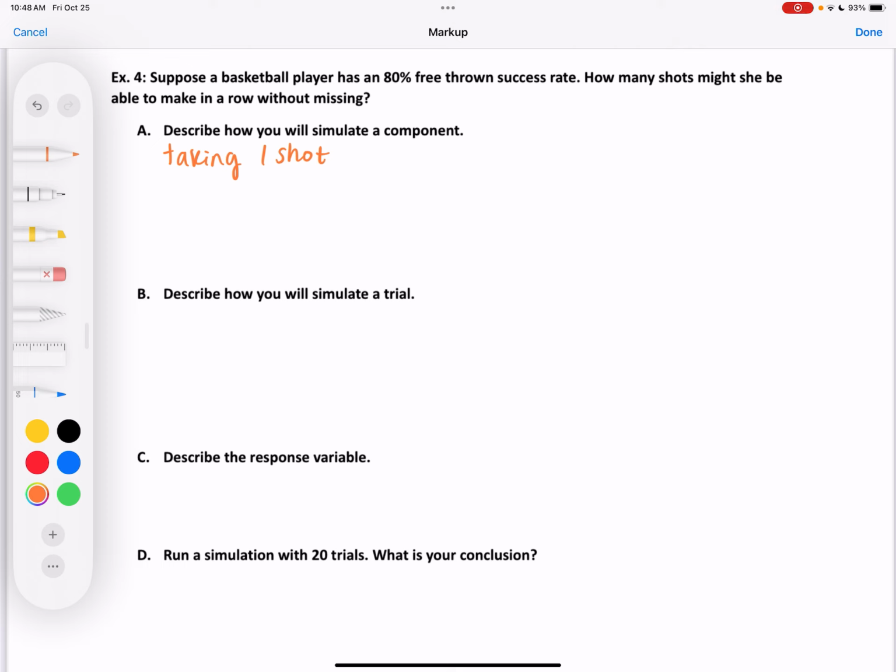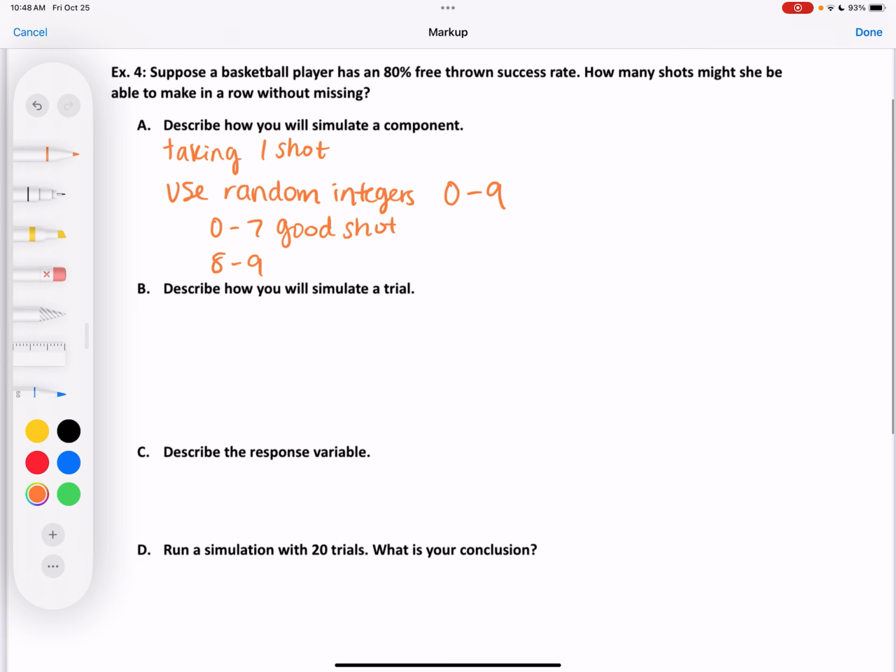So I would say use random integers. Remember, because we need single digits, we're going to use 0 through 9. Because that still gives me a total of 10 different numbers, which makes it easy since this is 80%. So I would say, since she has an 80% success rate, 0 to 7 is going to be a good shot, basically meaning a make, and 8 and 9 is going to be a miss.